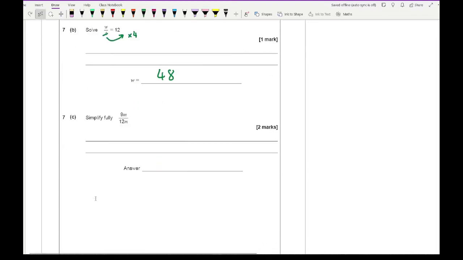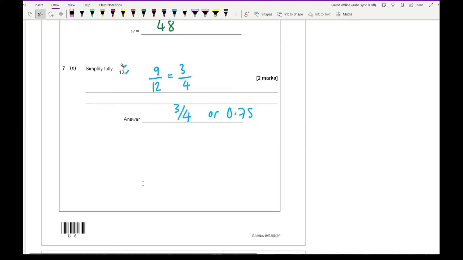For question 7C, it's about simplifying. So it's just about taking out the common things. So I can cross the M's off. Then all I've got to simplify is 9 over 12. What number goes into both? Well, these two numbers, it's 3. So 3 goes into 9 3 times, and into 12, 4 times. That gives me an answer of 3 over 4. Now, if you want to write your answer as 0.75, that's fine as well.